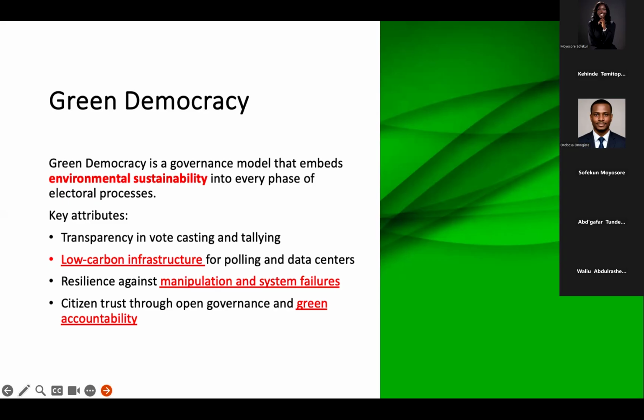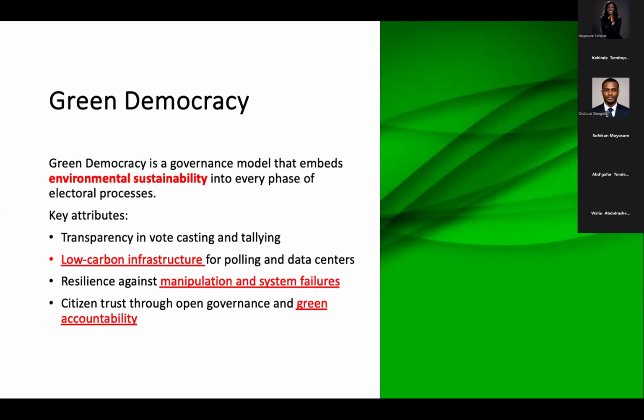When we talk about green democracy, it brings in the concept of employing low carbon infrastructure to enable voting to be successful at the polling centers, based on the data centers that are used to run the polling unit. It also looks at avoiding as much as possible manipulations and failures that could influence the successful voting and ultimately stop the elections from being free. And it also enforces that people who are voting are able to trust the system, and promotes open governance and green accountability.